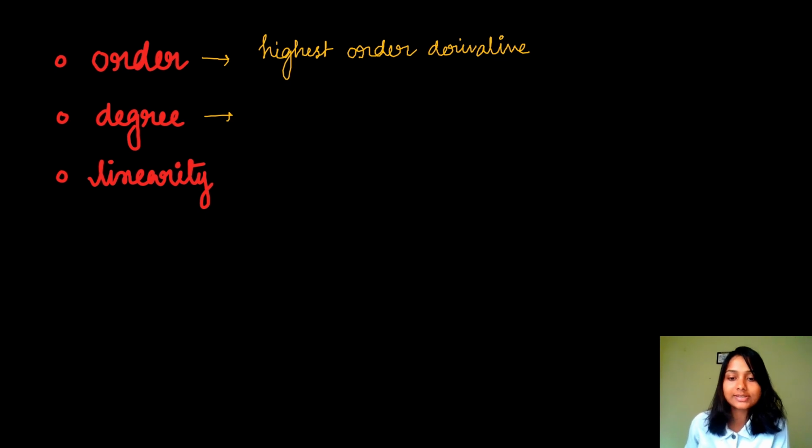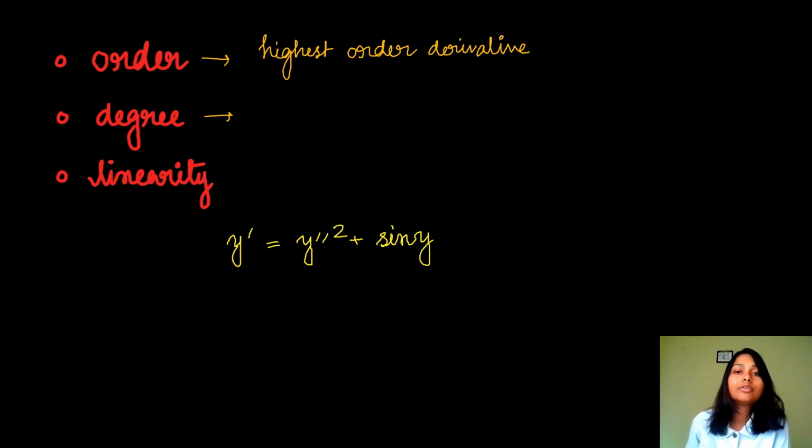Let us first see an example. Suppose we have, let me denote the derivatives as dash, y dash equals y double dash square plus sin y. The highest order derivative present in this equation is 2. So this differential equation has order 2.